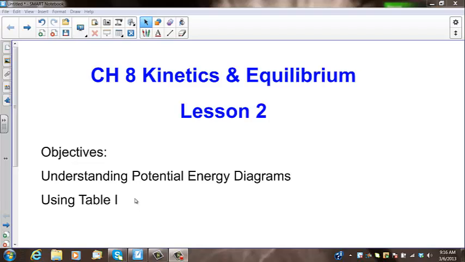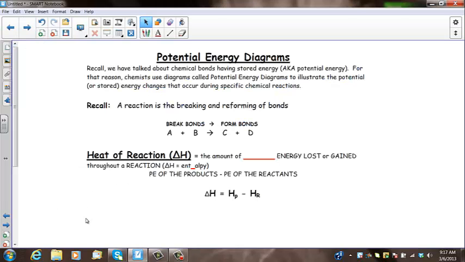Okay, this is Chapter 8, Kinetics and Equilibrium, Lesson 2. Our goal today is to understand potential energy diagrams. We're specifically going to focus on endothermic potential energy diagrams and using Table I in the chemistry reference tables. So let's get started. What is a potential energy diagram?